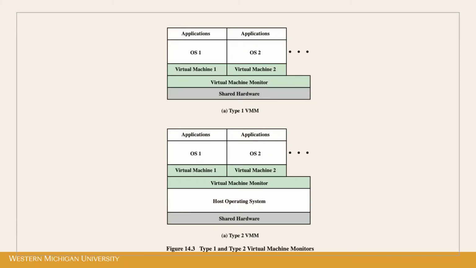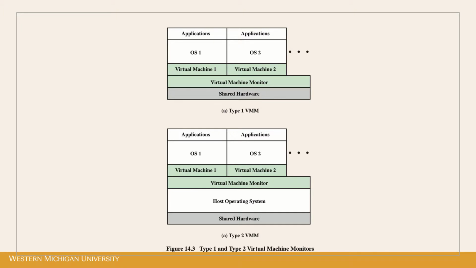So we've got a couple different types. We have a Type 1 virtual machine manager, where we have the shared hardware, and then we just have the VMM, right? The hypervisor runs directly on the hardware. The VMM runs in what we call on the metal. Then we have the various virtual machines that run on top of the VMM.